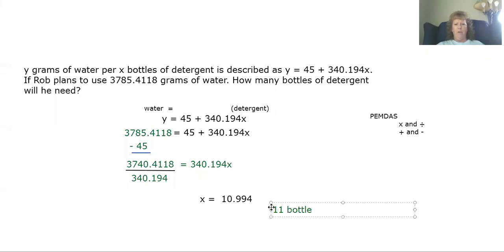Now you may say, well, of course it's 11 bottles. The 9 makes the number round up, so it would round up to 11. And that's true, but I also want you to think about the fact that any number, even if this was 10.1, we would need 11 bottles, because 10 would be full and we would still have more. So we'd have to have another bottle.